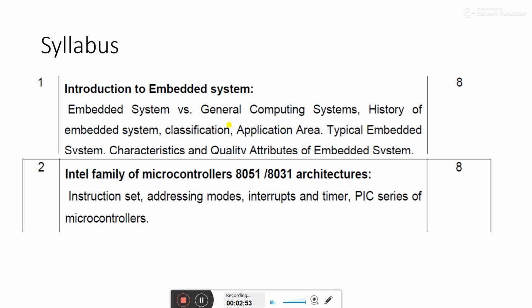We will also learn about the interrupts and timers of the 8051, and after that the PIC series of microcontroller, the peripheral interface circuits. It is important, and these are also types of microcontroller. So we will find two things in this unit: one is the 8051 and another is the PIC microcontroller.